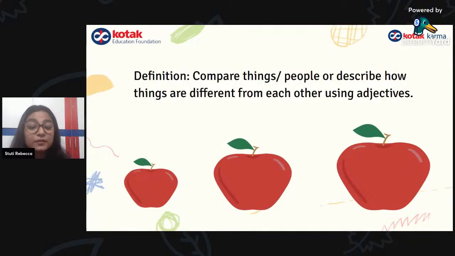Yes. So, degree of comparison means you compare things, you compare people, or you describe how things are different from each other using the adjectives. All right. I'll repeat it for you. Degrees of comparison means you compare things or people, or you describe how things are different from each other using the adjectives. Okay. Do you see the image on your screen? Well done. So before we dive in, let's understand what are the degrees of comparison.